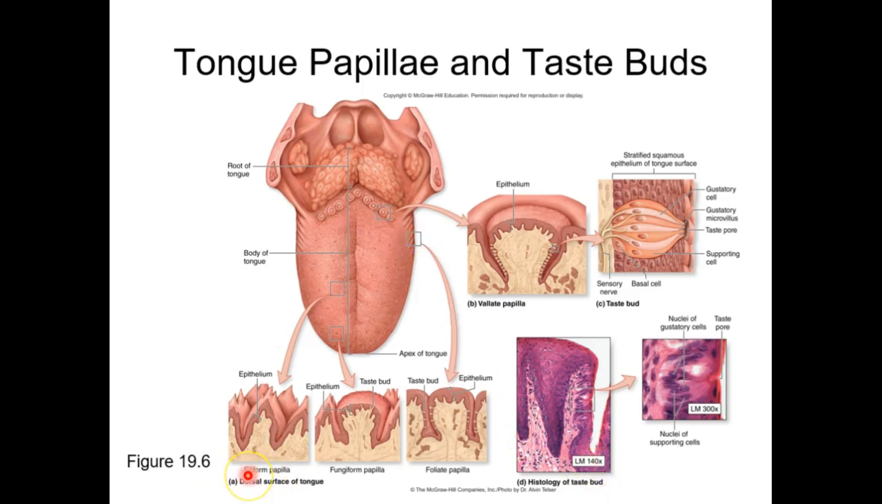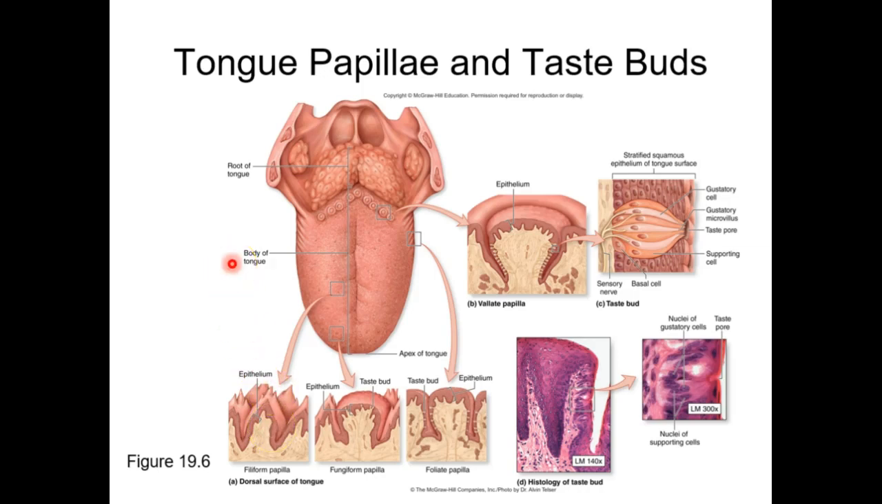One thing I do not care about is the difference between filiform, fungiform, and foliate papillae. I don't care about that at all. I don't think it's that important. There's some linguistics here: foliate means like foliage, like plants, and fungiform, kind of mushroom shaped. Filiform means kind of needle shaped. That's it, I got nothing.